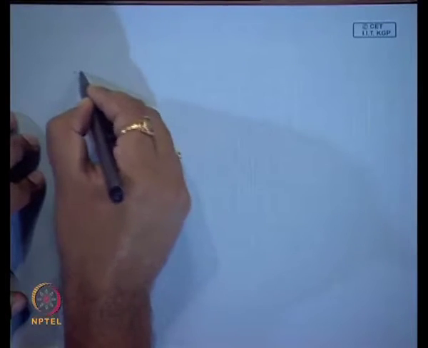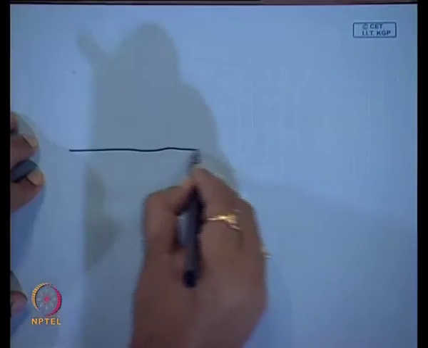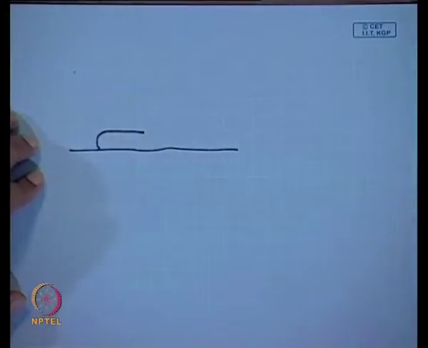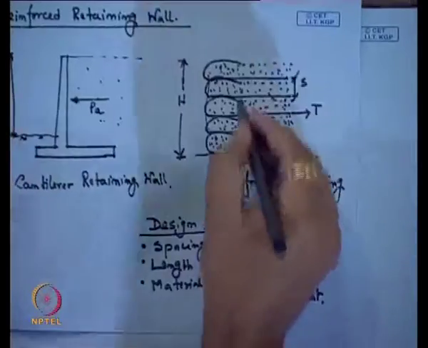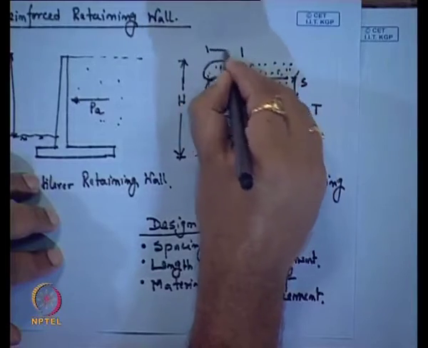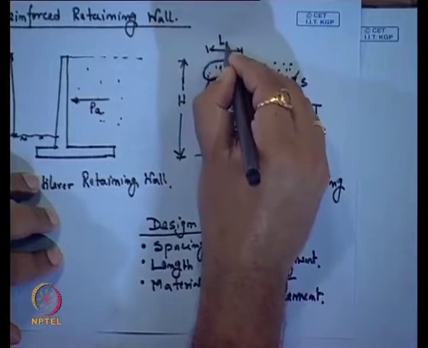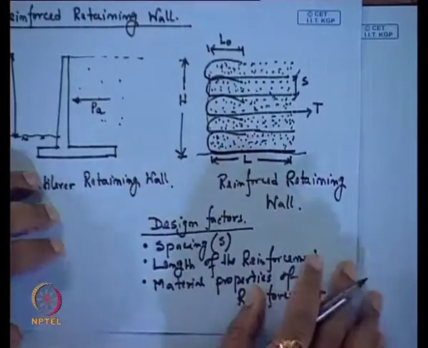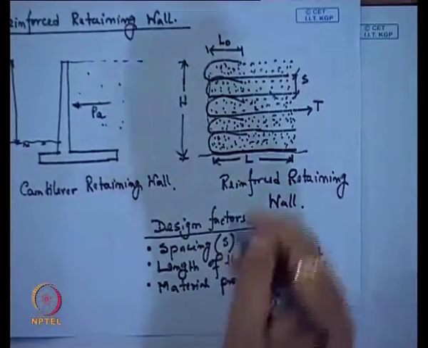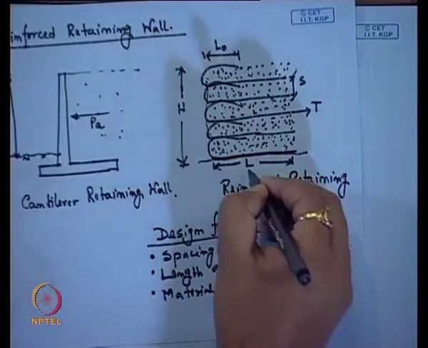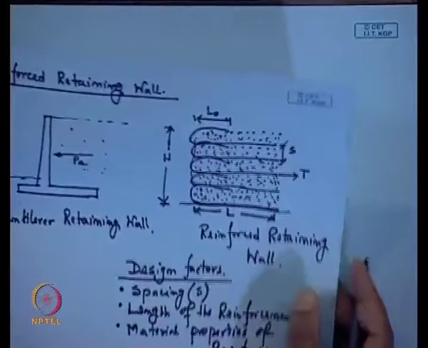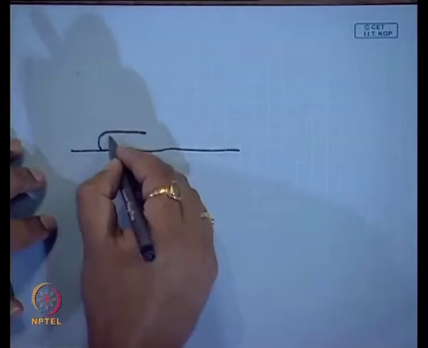Now, how is this tension developed within the geosynthetic reinforced soil? Suppose this is the existing soil. Another important thing is this folding length, this is also very important. When I fold this reinforcement, this length is also very important. So, the total length of the reinforcement and this L 0 are also very important design factors. Now, how is this tension developed?